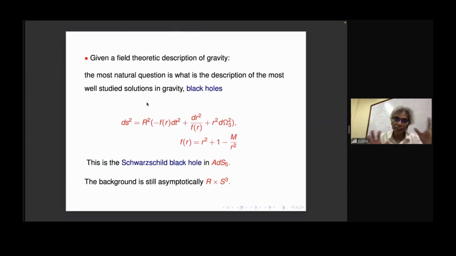Now, given this field theory description of gravity, the first most natural question one can ask, in fact, it was asked immediately after the AdS/CFT correspondence was introduced, is what is the description of one of the most well-studied solutions in gravity, which is the black hole. So there is a black hole, the Schwarzschild black hole, the simplest form of black holes in AdS5, and the background is still asymptotically R times S3. You can check that by taking r goes to infinity.